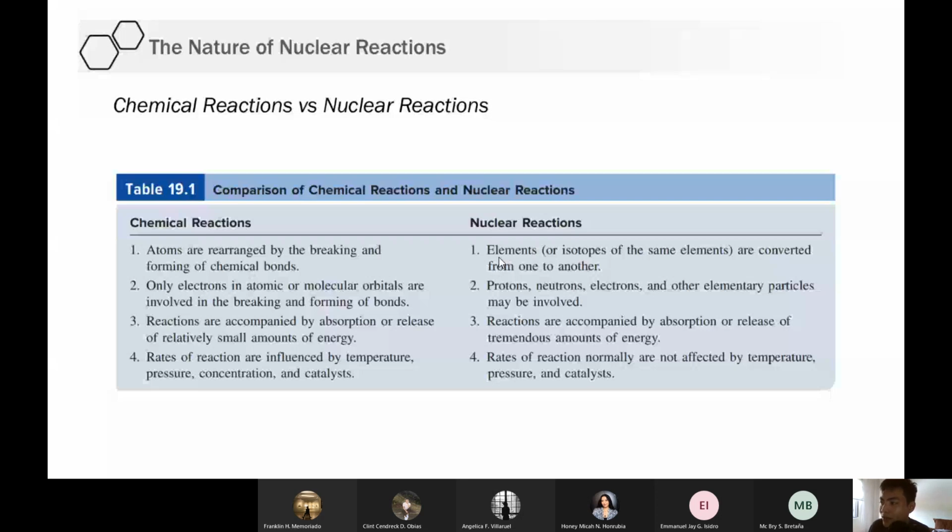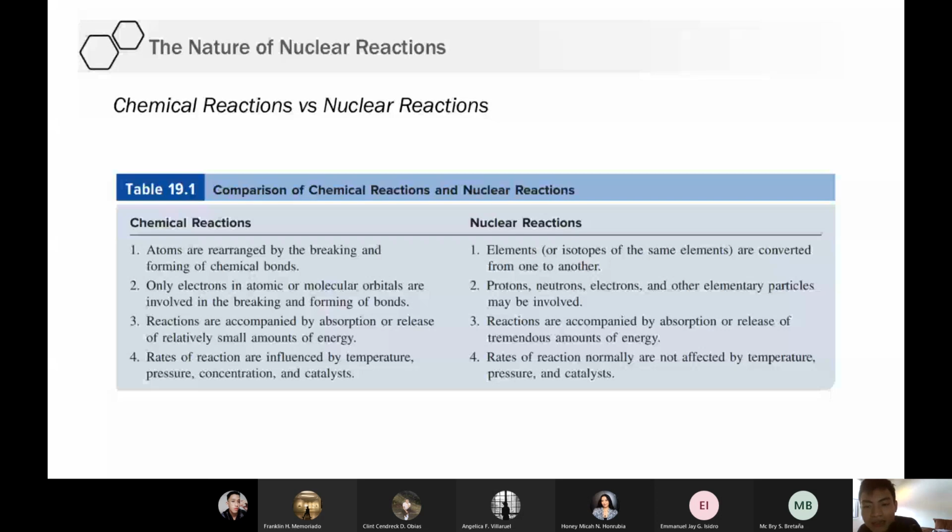Ano pa? Chemical reactions are accompanied by absorption or release of relatively small amount of energy. Kunwari, bomba, mahina pa yun. Mahina pa energy nun compared sa nuclear. Imagine nyo, yung mga bomba, chemical reaction yun. Combustion reaction yun. Pero kapag sinabing nuclear reaction, yun yung nangyayari sa star.